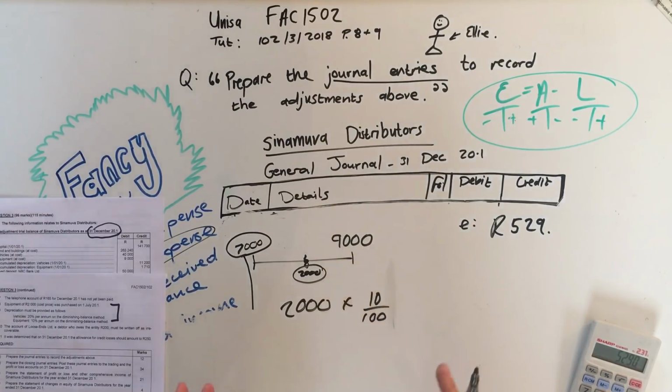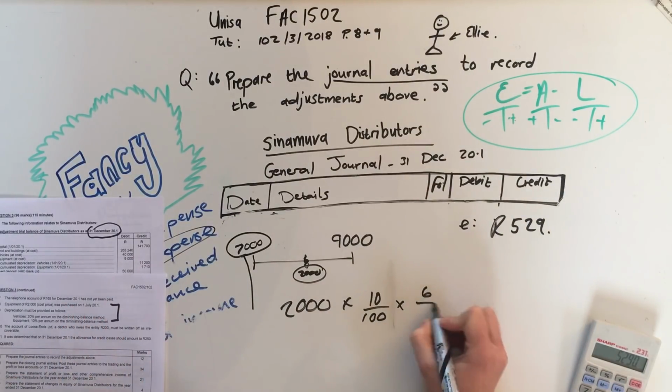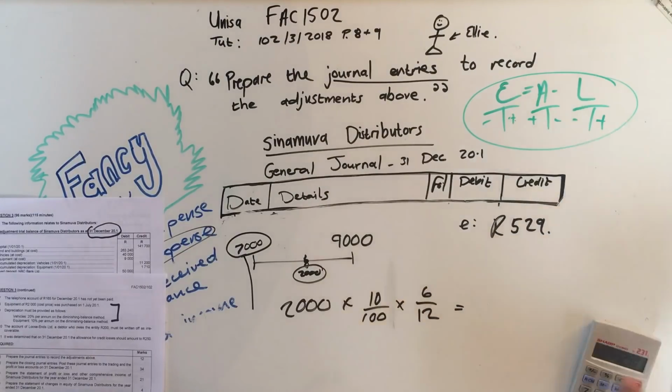But that'll give us depreciation for 12 months, and we only want for 6 months. So we say, okay, fine, times 6 divided by 12. And that, I think it comes to 200. Let me just check again. So we put in 2,000 times 10 divided by 100. So it's 200 for the full year. 6 divided by 100.